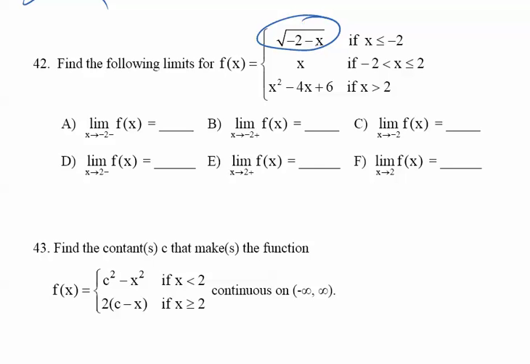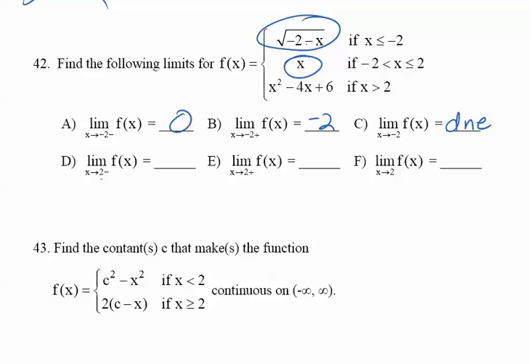And when x is -2, minus a -2 would become +2, so we'd have the square root of 0. The limit as x approaches -2 from the positive side, we'd have to use this middle piece, and that would be equal to our x value. So that would be equal to -2. So our overall limit does not exist.